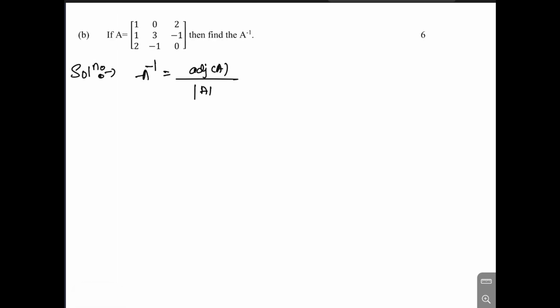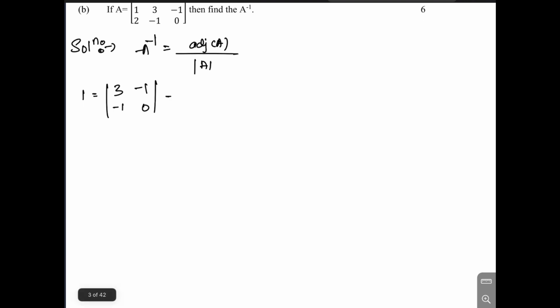We have to calculate first the cofactor of 1 here. So 3 minus 1, minus 1 0. Which gives 3 into 0 minus 1 into minus 1. After simplification we get 0 minus, minus 1 into minus 1 is plus 1, and with the minus sign, it gives minus 1. So the value for 1 is minus 1 here.